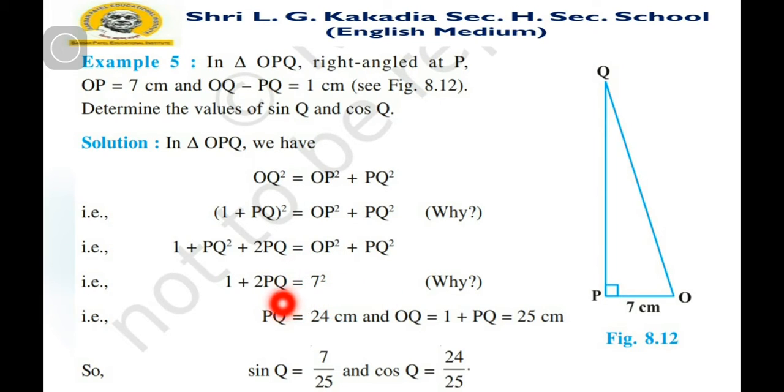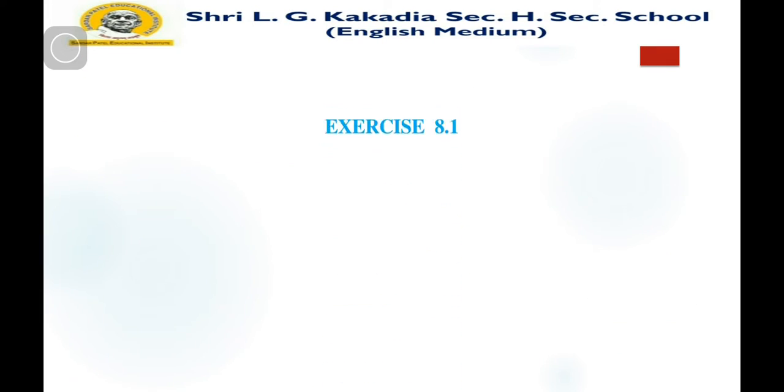If we put this value in the equation, we get OQ is equal to 1 plus PQ, which is equal to 25 centimeters. After that, we have the values of the adjacent side and hypotenuse. So sin Q is equal to opposite side upon hypotenuse, that is 7 upon 25, and cos Q is equal to adjacent side upon hypotenuse, that is 24 upon 25. Using all these trigonometric ratios, we can solve such problems from exercise number 8.1. So let us solve exercise number 8.1.